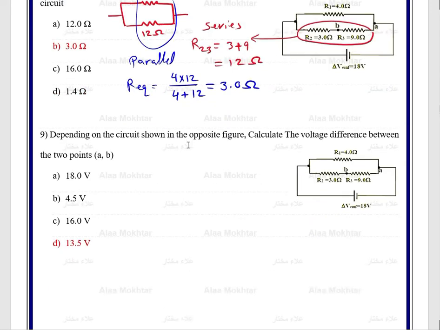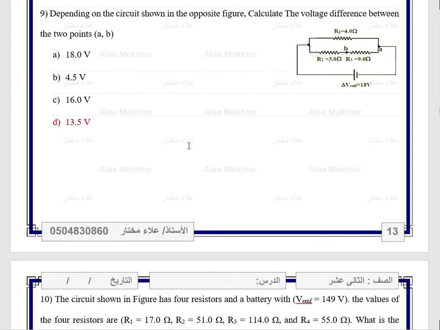The next question: depending on the circuit shown, calculate the voltage difference between points A and B. To calculate the potential difference between A and B, I need to know the current passing through R3. If I calculate this current, I can get V3. Let's start. First, the equivalent resistance for this circuit, which we calculated earlier, is Req equal 3 ohm.